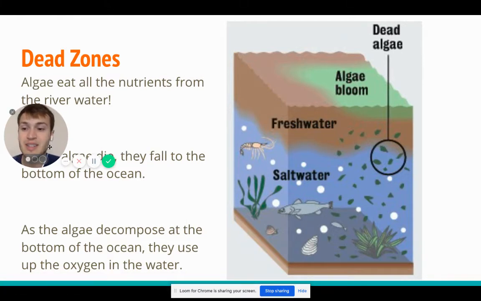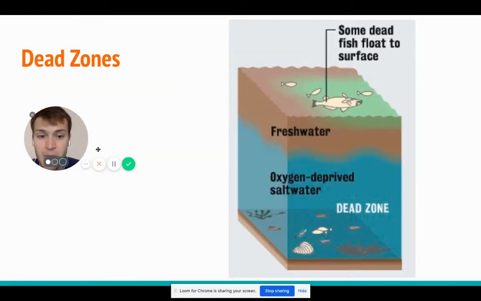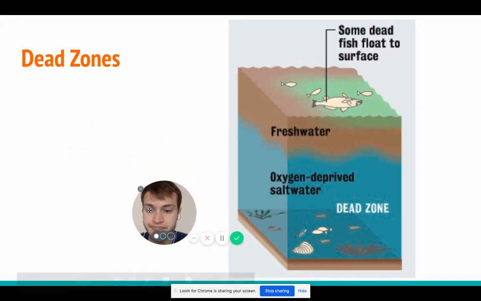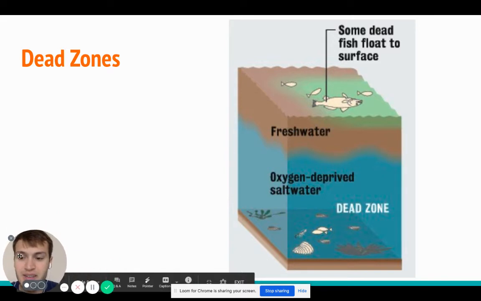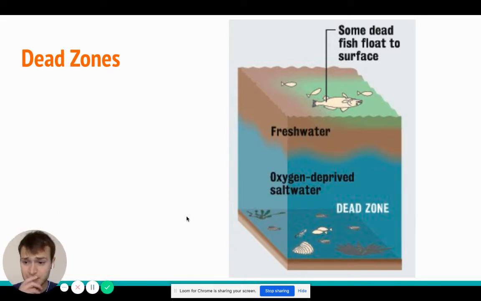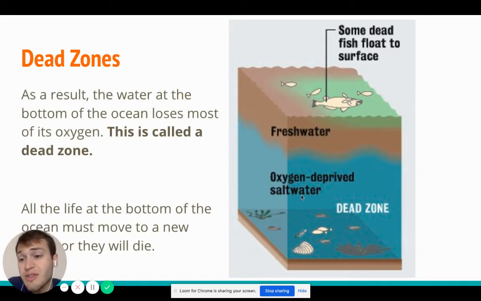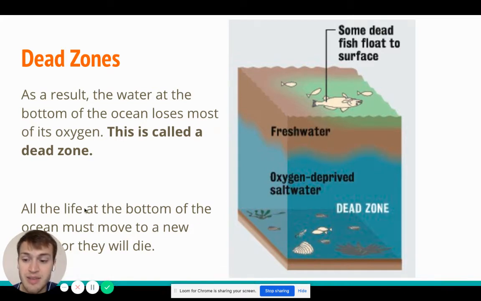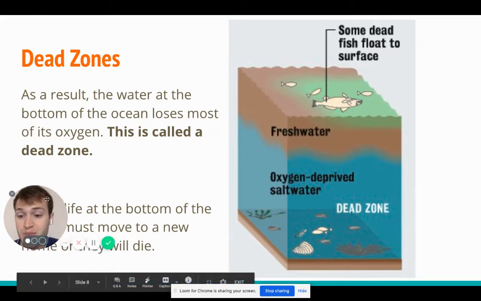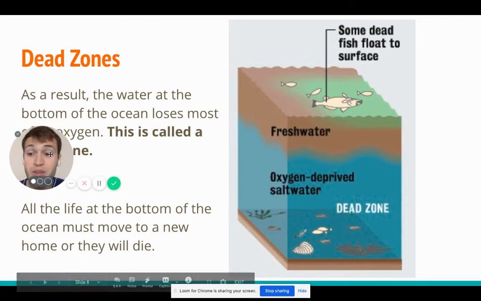The next thing that happens is we find that, as a result, the water at the bottom of the ocean loses most of its oxygen. And this is called a dead zone. We can see there are no more oxygen bubbles in this diagram. And so then all of the life at the bottom of the ocean must move to a new home or they will die.